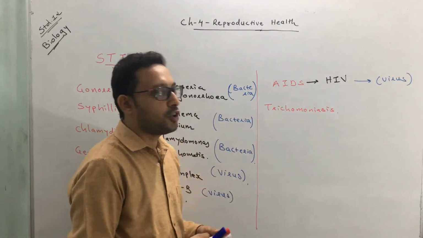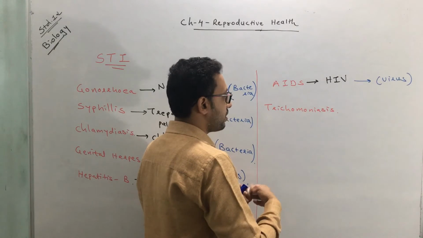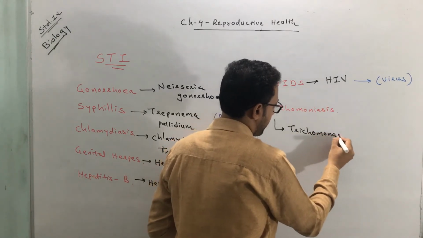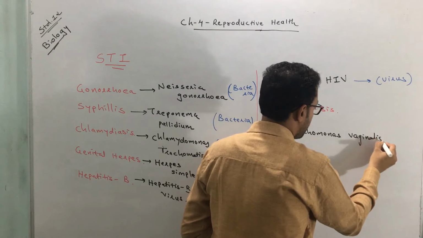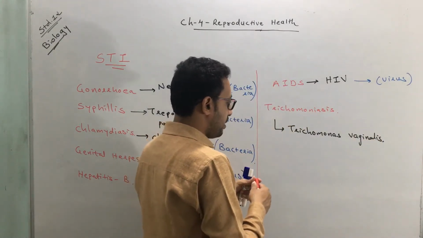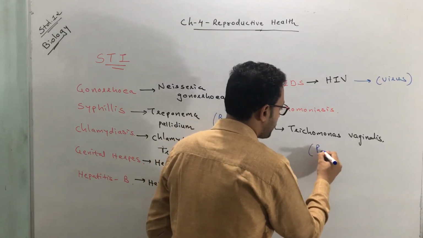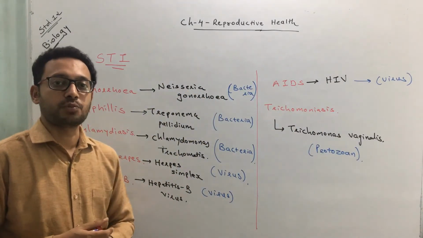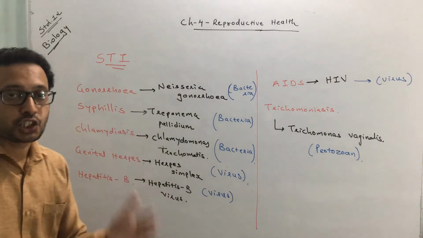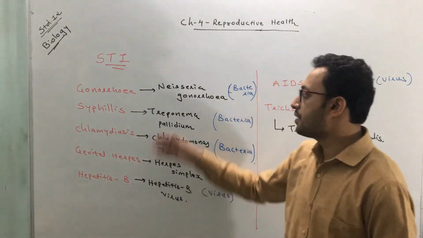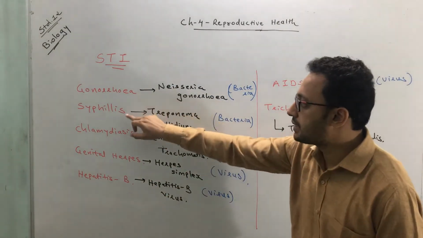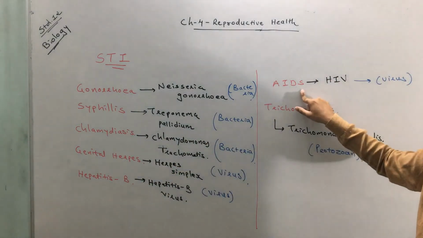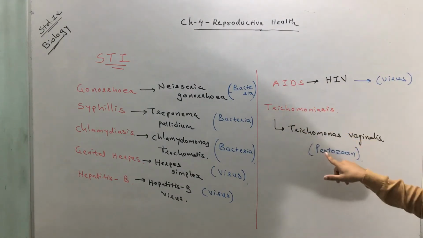Next is trichomoniasis. A trichomoniasis infection is caused by Trichomonas vaginalis. It is not a bacteria, it is a protozoa, by which it is transmitted. Clear? So these are the different sexually transmitted infections, caused by different microorganisms. Again, repeat: gonorrhea, syphilis and chlamydiasis are caused by bacteria. Genital herpes, hepatitis B and AIDS are caused by viruses. Trichomoniasis is caused by a protozoa.